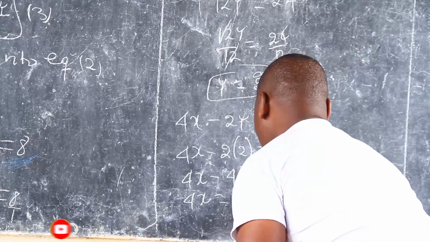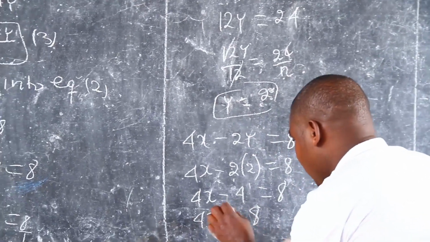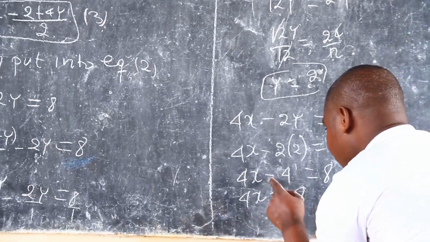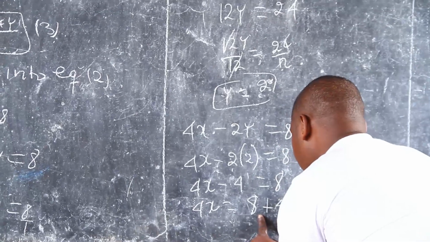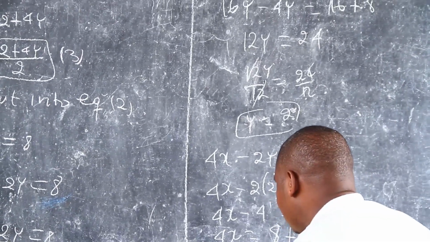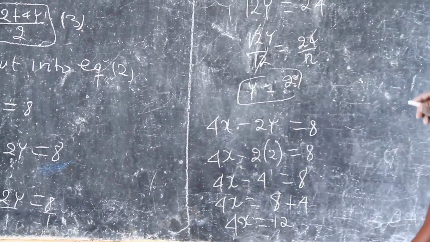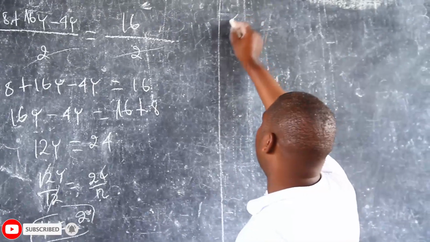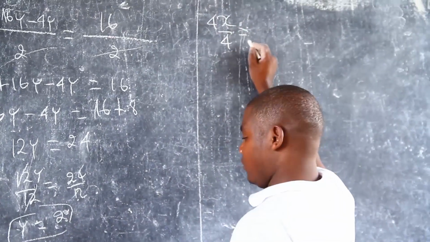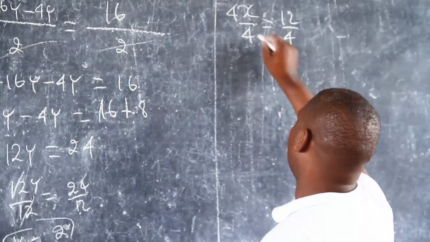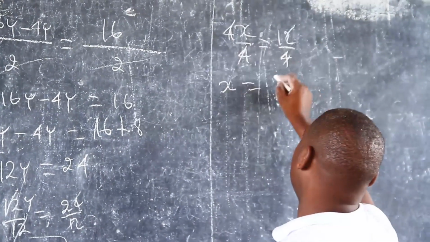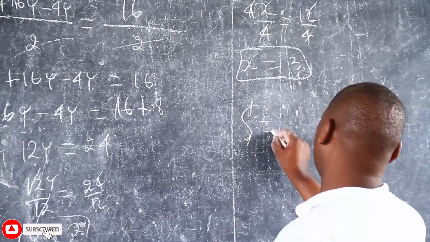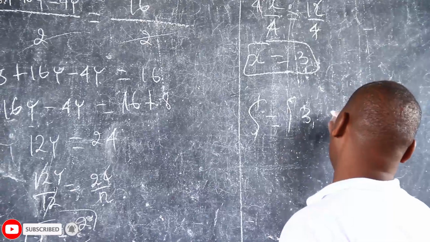4x will be equal to 8. If I have a negative 4, I take this whole number and put it to the left side. The negative becomes positive 4. 4x will be equal to 12. The value of x: 4x over 4 will be equal to 12 over 4. I simplify x, then I find 3. Then the solution will be equal to 3, 2.